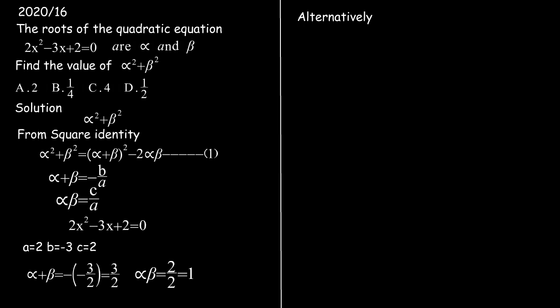Alternatively, you can also divide the quadratic equation by 2 to make the x squared coefficient unity. Doing so, it becomes x squared minus 3 over 2 x plus 1 equals 0. And recalling our quadratic equation, x squared minus alpha plus beta x plus alpha beta equals 0, and comparing directly, we can see that alpha plus beta is equal to 3 over 2 and alpha beta is equal to 1. So you can get the values for alpha beta and alpha plus beta both ways.